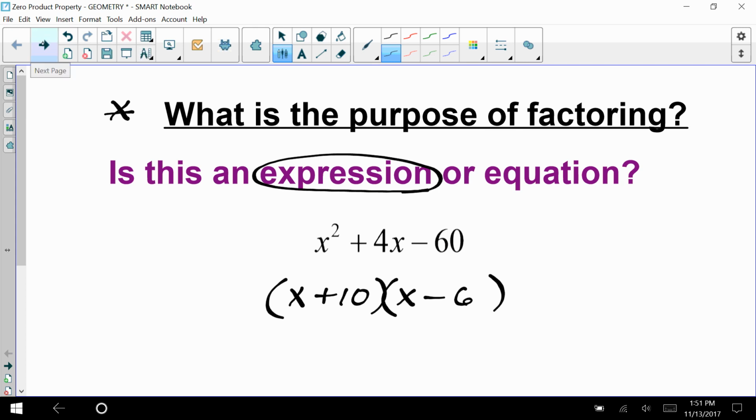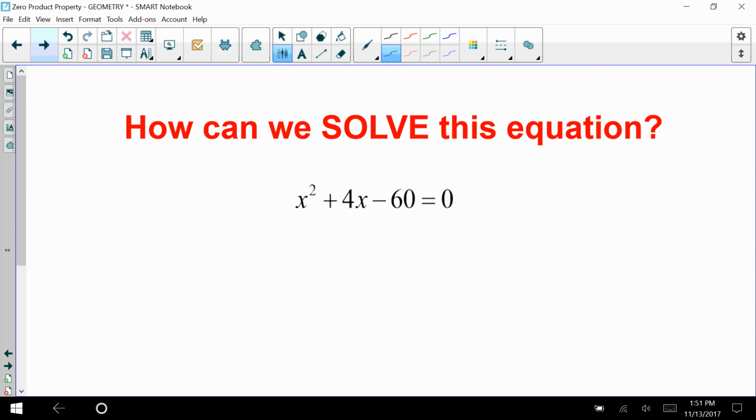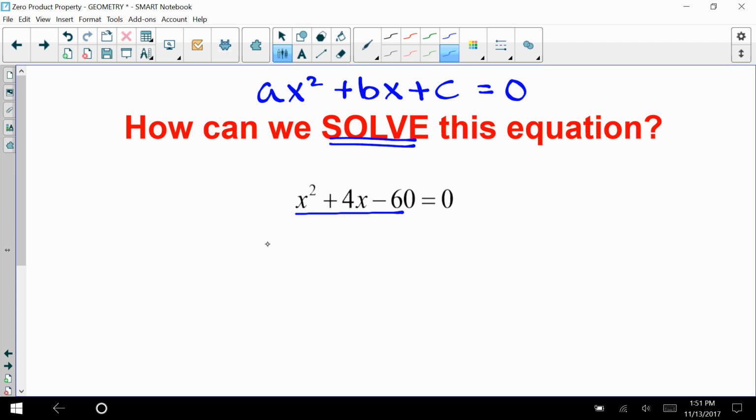So this is just factoring to factor, but the goal of factoring is to actually solve an equation. So if we have an equation in standard form, meaning ax squared plus bx plus c equals 0, the a translates to the number in front of the x, which is 1, the b translates to the 4, and the c is negative 60. So if we think about how we can solve this equation, let's see if we can factor this expression first. So we factor this expression, and we have x plus 10, x minus 6.